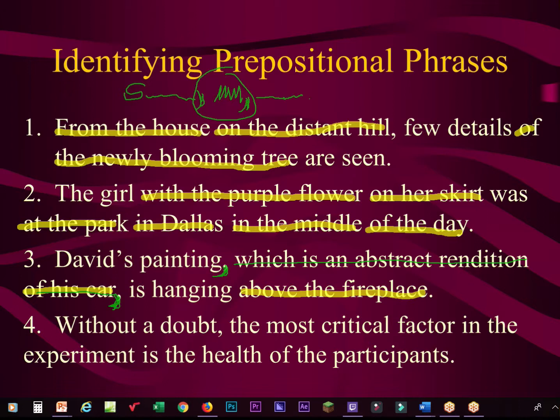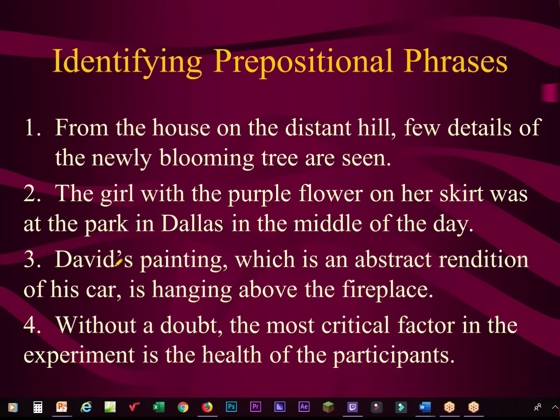All right, let's go back to number 4, our first prepositional phrase, "without a doubt." And the next one, "in the experiment," is a verb. And the next one, "of the participants." So our basic sentence would be, "the most critical factor is the health." There we have it.